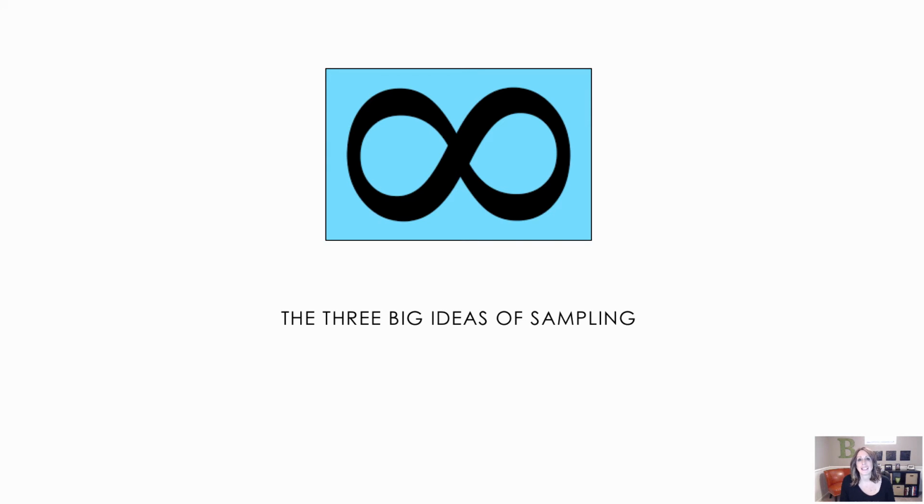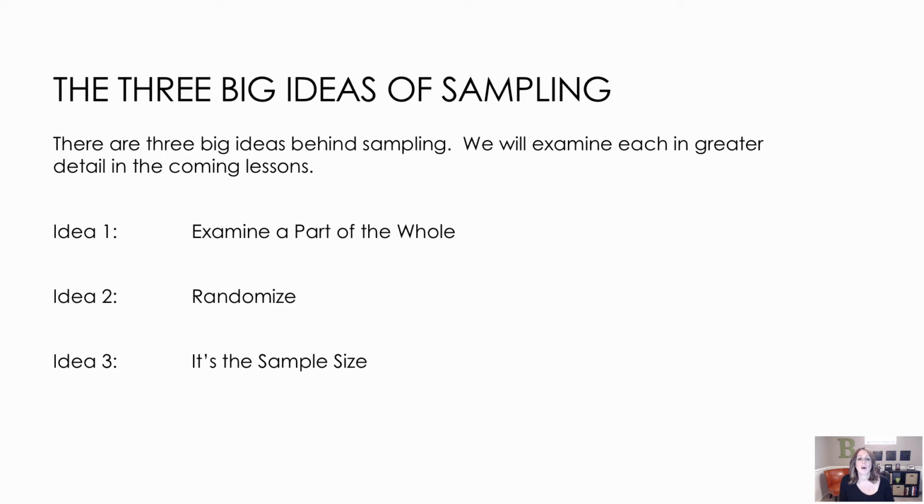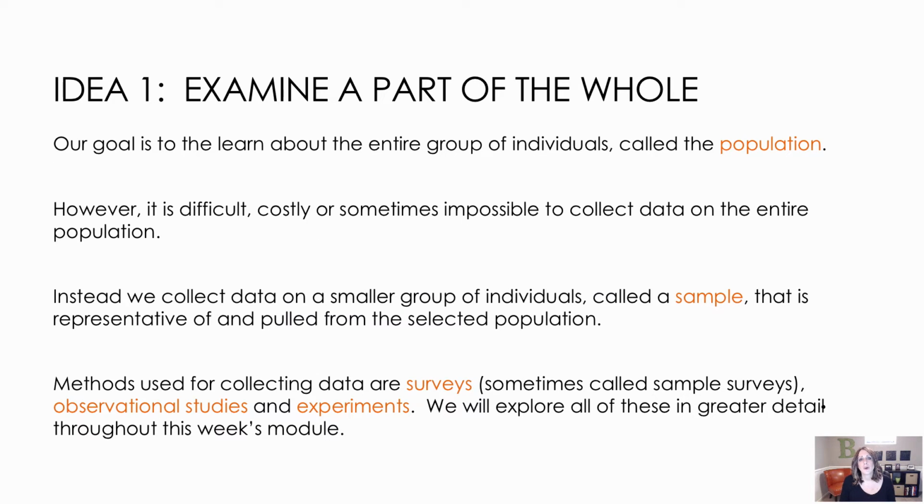So the three big ideas of sampling. The three big ideas are that we're examining a part of the whole, we're randomizing, and we're going to talk about sample size. So idea number one has to do with examining part of the whole. The basic big idea behind this is that we are trying very hard to learn about an entire group of individuals called the population. So the population is a group of individuals that we are trying to learn about.